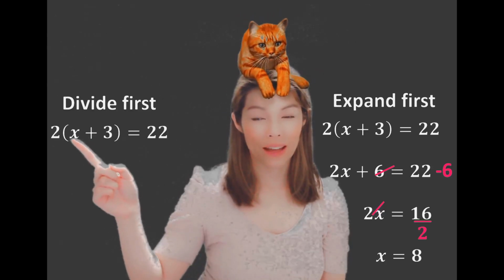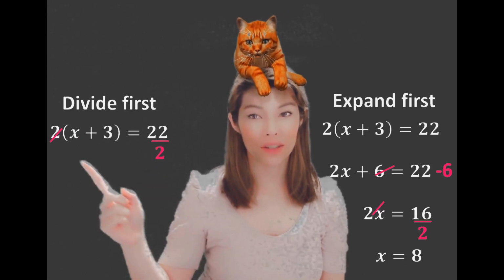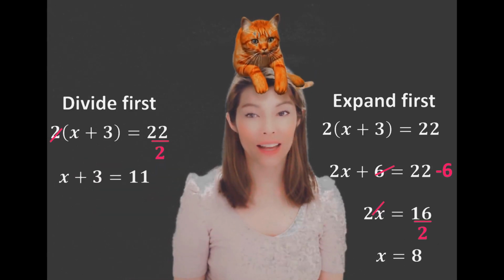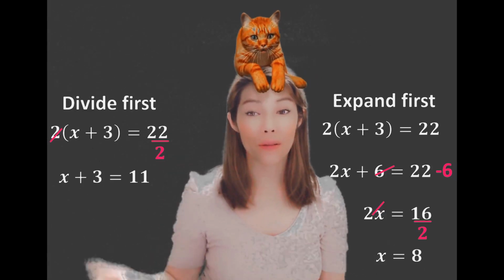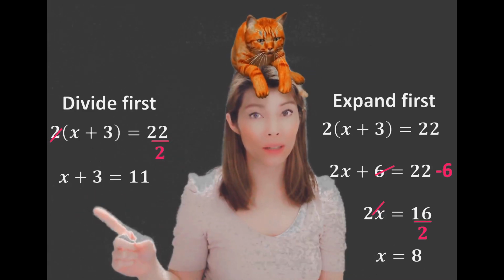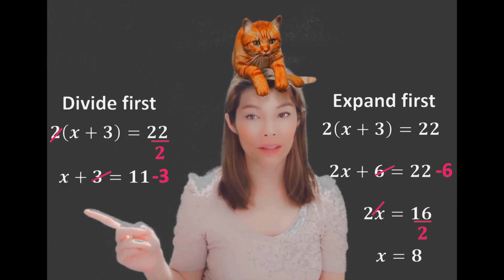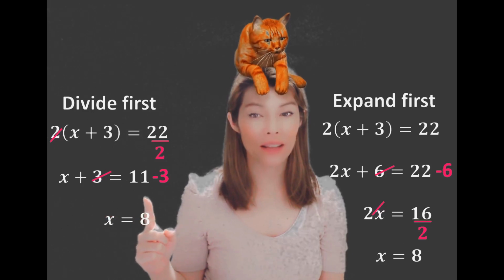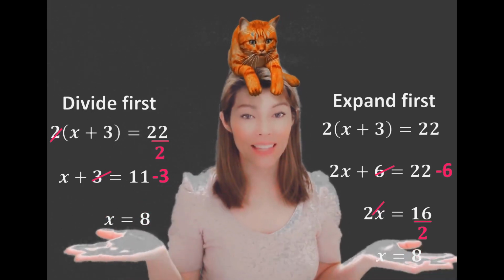So now we try and divide first. So we get rid of that 2 by dividing both sides by 2. And now we have just that inside the bracket, x plus 3 equals 22 divided by 2 is 11. Now we get rid of the plus 3 by doing the opposite, minus 3. And now we have x on that side, and on the right side, 11 minus 3 is 8. So it gives us the same answers.